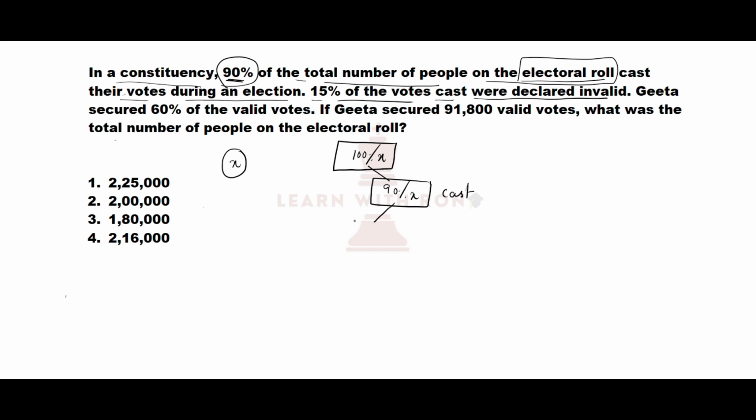So in this 90%, 15% is invalid. So valid how many? 85% of 90 percentage of X were valid. Okay. Now next, Geeta secured 60 percentage of the valid. So in these valid votes, Geeta secured 60 percentage. So they have given this 60 percentage as 91,800. They asked us to find total number of people on the electoral roll, means they asked us to find 100 percentage of X or simply X, right?